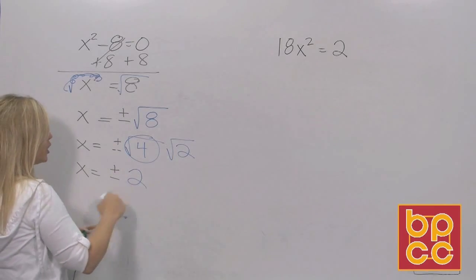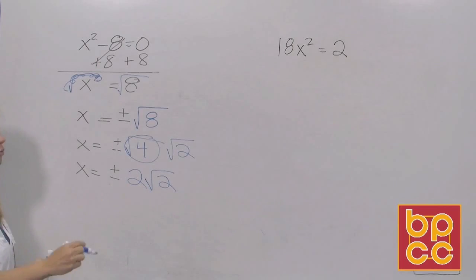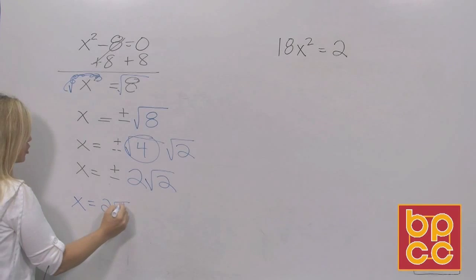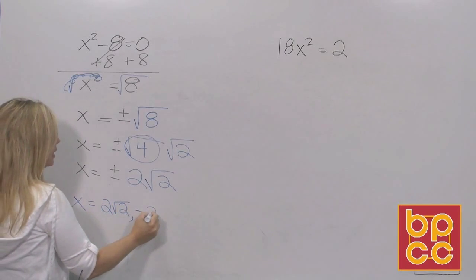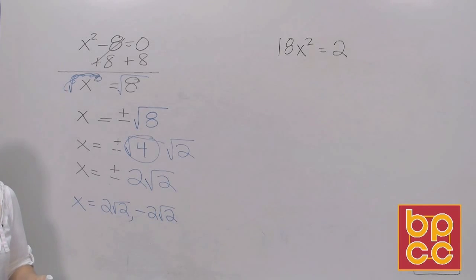Can you square root 2? No, so it stays inside. You now have two solutions. And you could leave it in this form, or you could write it out. First solution is 2 square roots of 2. The second solution is negative 2 square roots of 2. There's two answers there. They're different, but we have two solutions.